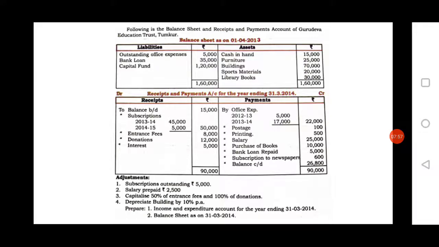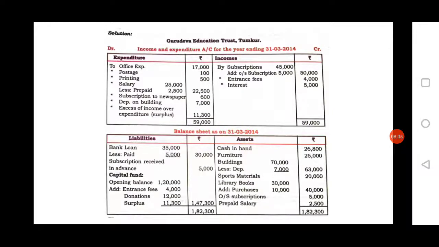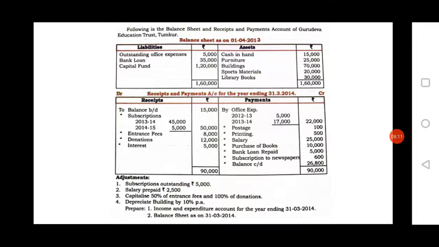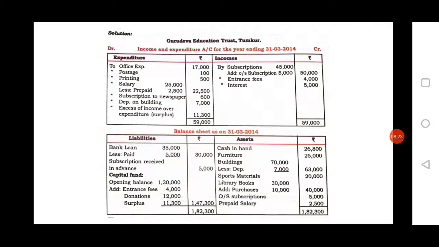Next, furniture 25,000 is given in the opening balance sheet, and no related adjustment is given. Therefore, here on the asset side, furniture in the outer column 25,000. Next, in the opening balance sheet building 70,000 is given. Here the related adjustment is to depreciate the building by 10%. Therefore, in the current year's balance sheet you have to record building in the inner column 70,000, less depreciation already calculated: 70,000 into 10% means you will get 7,000. If you deduct depreciation, then you will get 63,000 in the outer column.